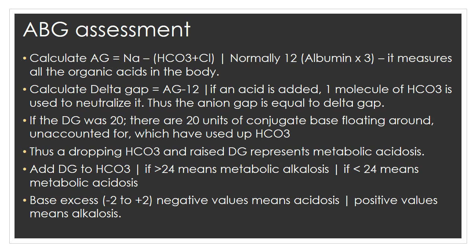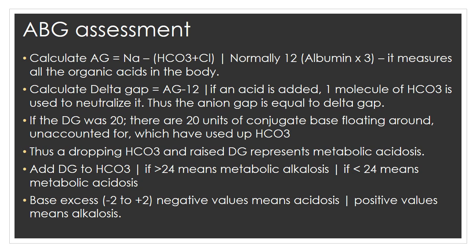But if the delta gap increases, this means to say that now there is a metabolic alkalosis, because there are some conjugate bases floating around which are unaccounted for and they have used up the bicarbonate. Thus a dropping bicarbonate level and a raised delta gap represents metabolic acidosis, because in acidosis the bicarbonates dropped as they react with hydrogen ions.